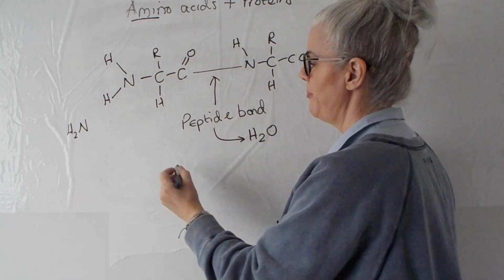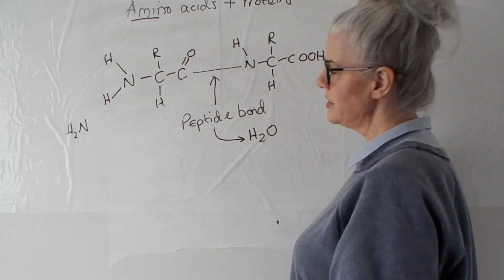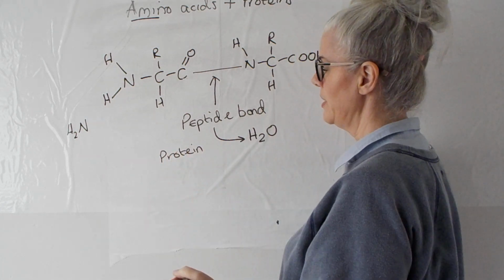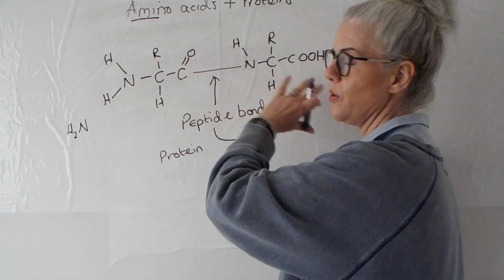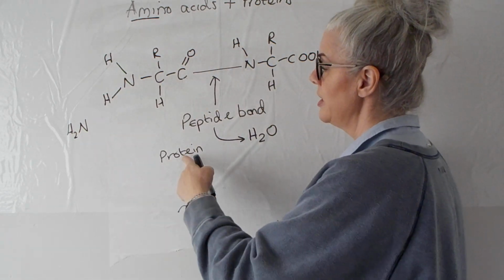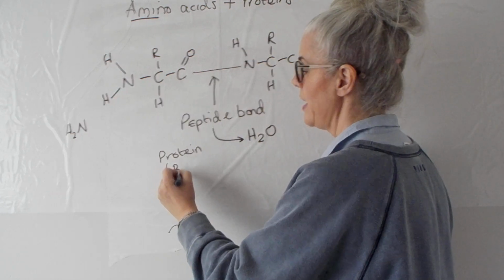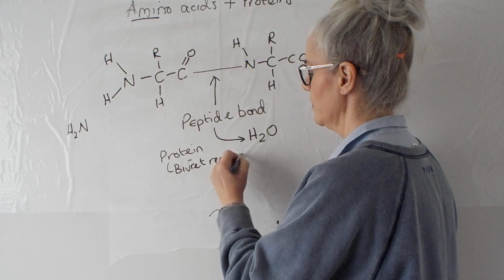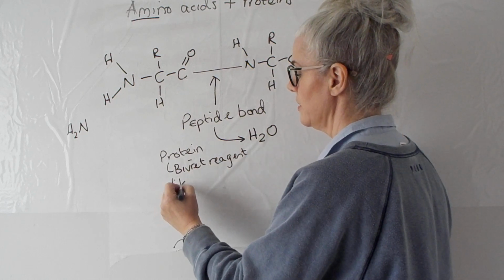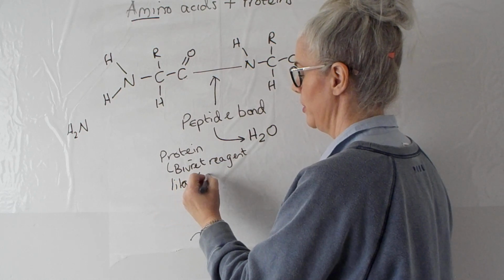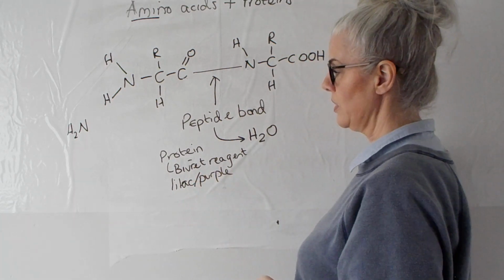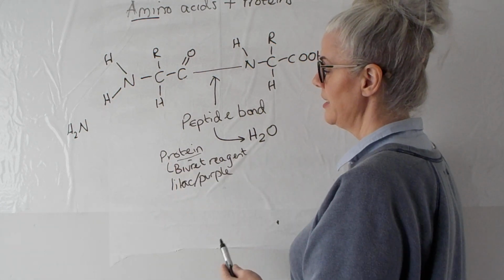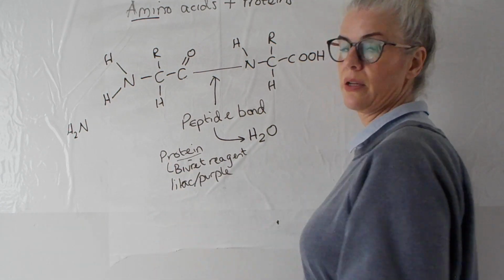The test for a peptide bond, so therefore the test for a protein, doesn't work with amino acids. You can't use this for amino acids. You can use it once you've condensed some amino acids together. So the test for that, you add biuret reagent, and it will go lilac or purple. Okay, so that is the test for a protein. You add biuret reagent and it will turn from blue to lilac or purple.